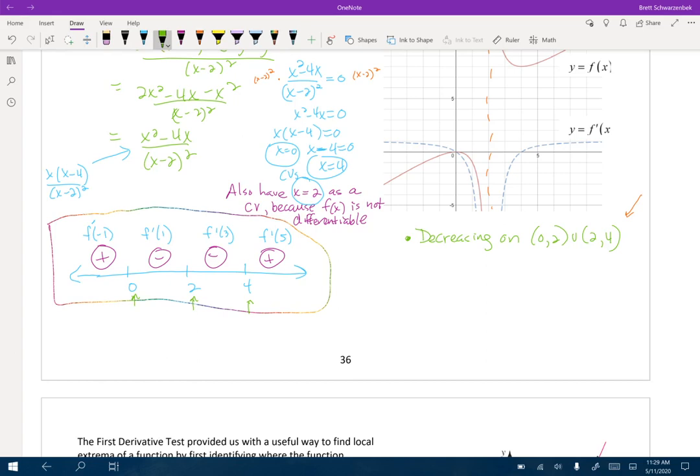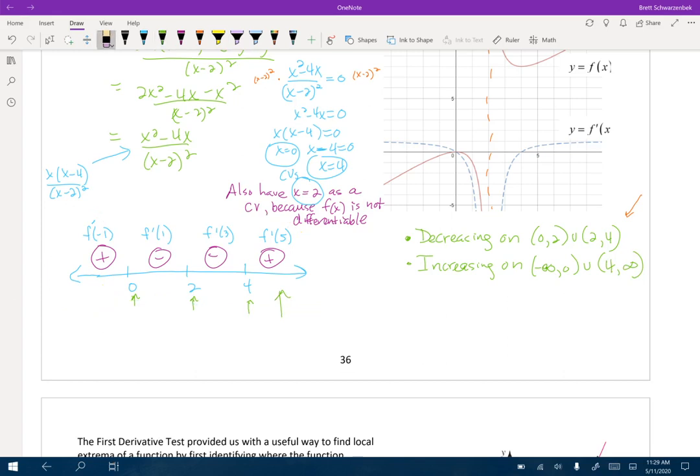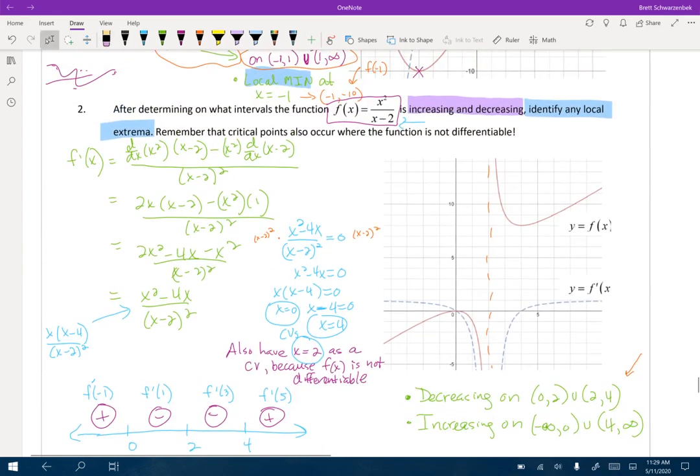Okay, when is this increasing? Well, it's increasing wherever it is positive. It's positive over here, which is from negative infinity to 0, and union, we start at 4 on the right side and go to positive infinity. Okay, so that's the first part of the problem. The first part is identifying where it's increasing and decreasing, which is what I highlighted in purple right here.